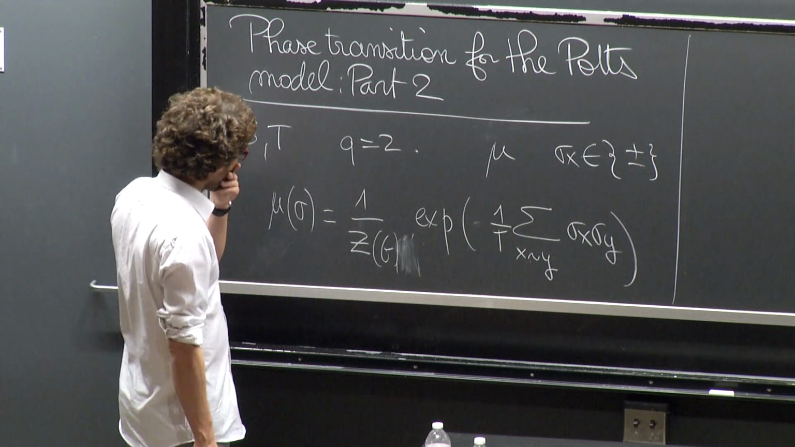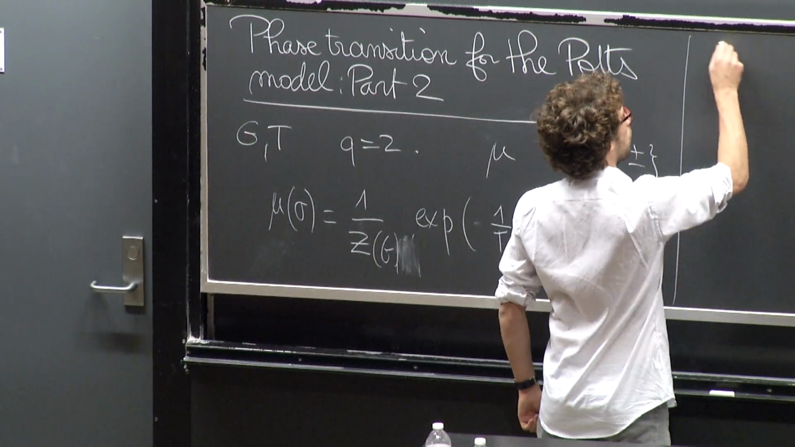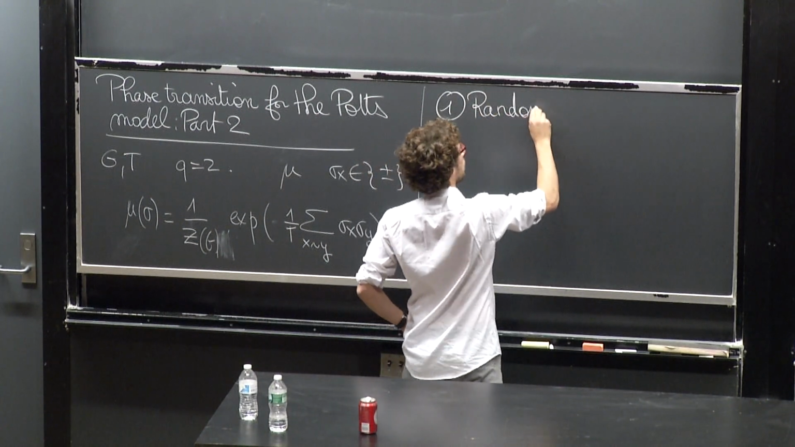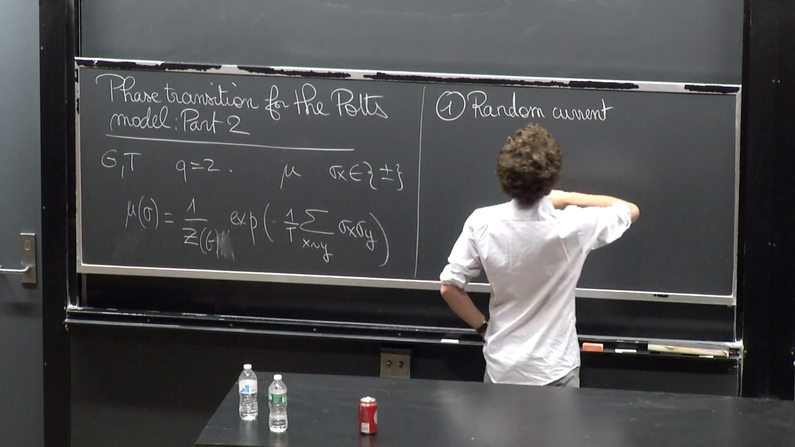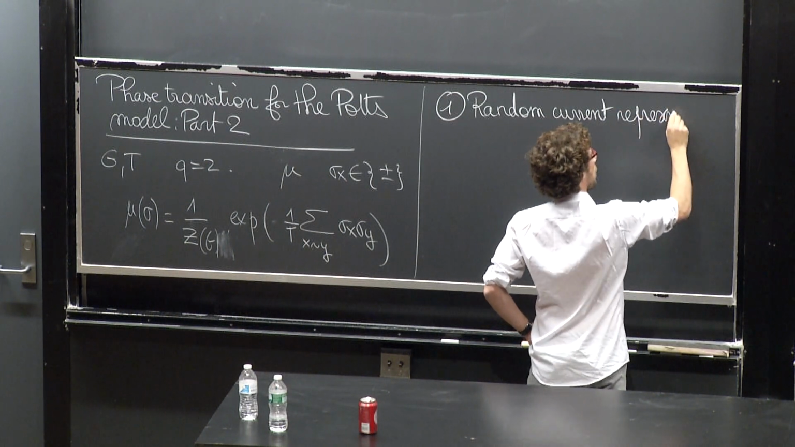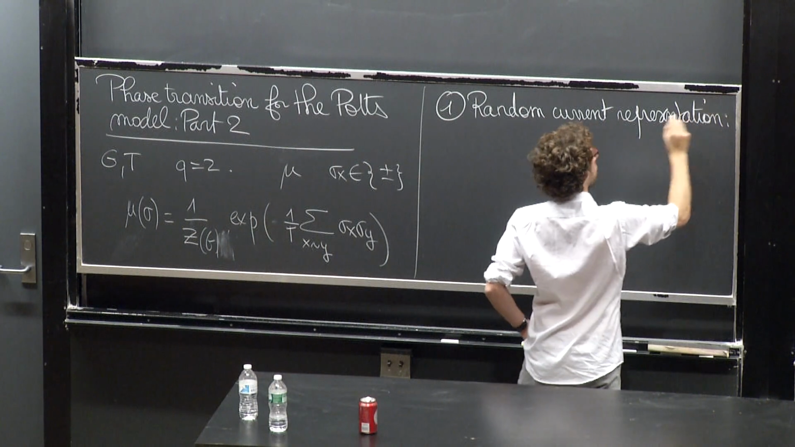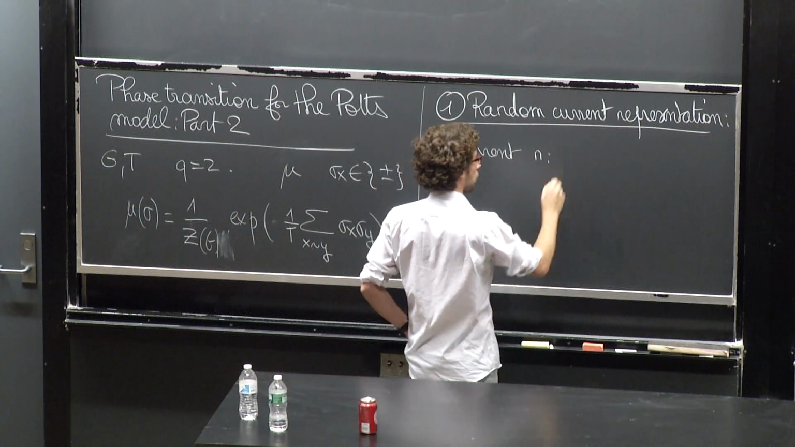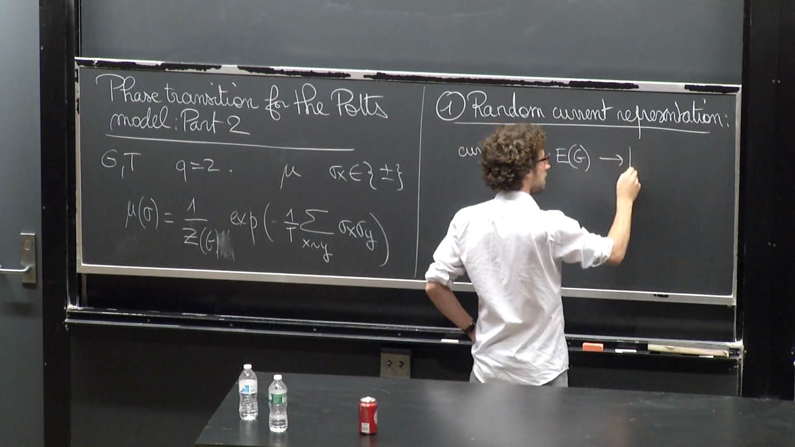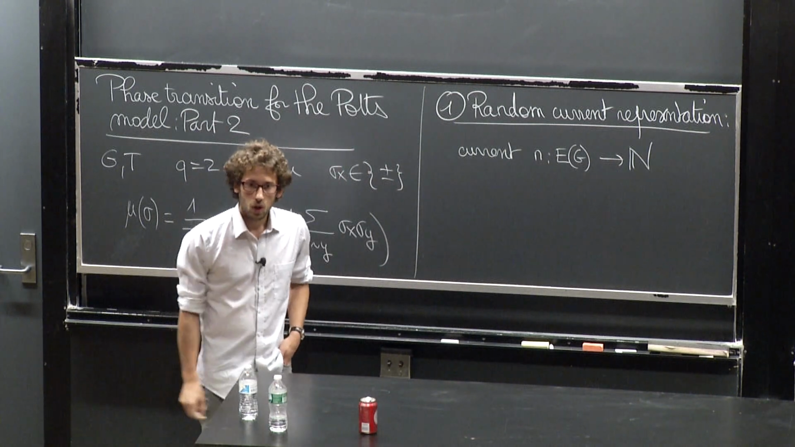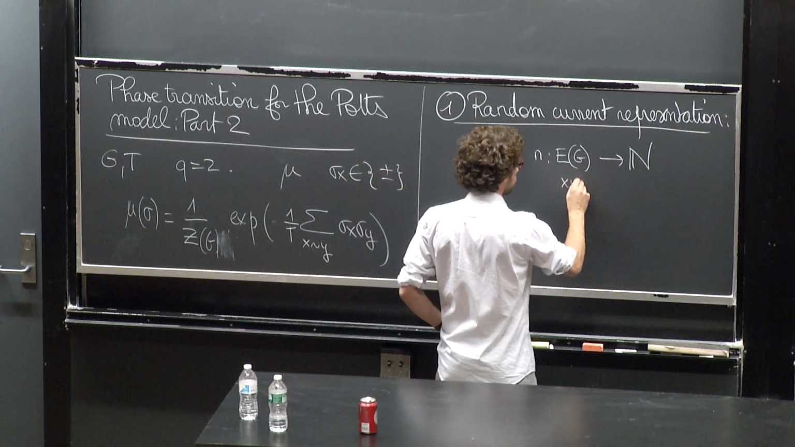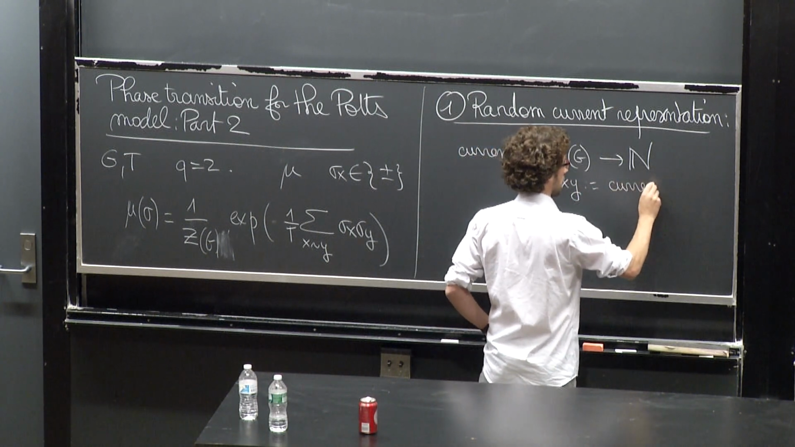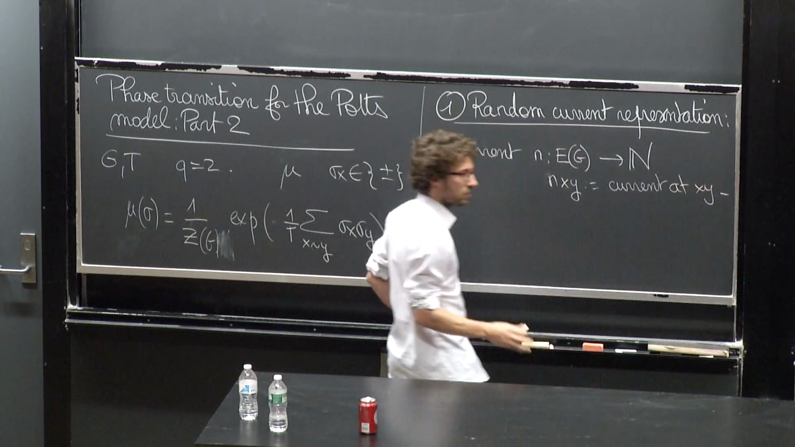Very good. So what is my representation? How do I construct my representation? It's going to be called the random current representation, and it's going to be very simple to define. So what is a current? Well, a current is just a function n from the set of edges in my graph into the integers. That's all. And for an edge xy, I'm going to just write nxy for the current at xy. This is just the definition of a current.